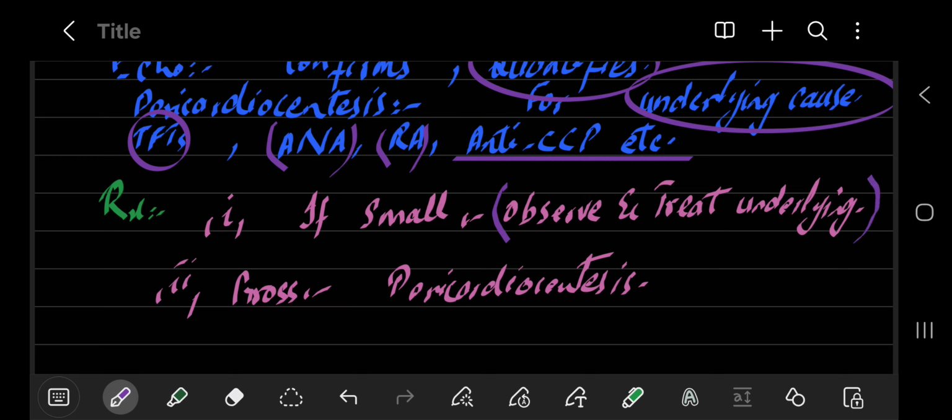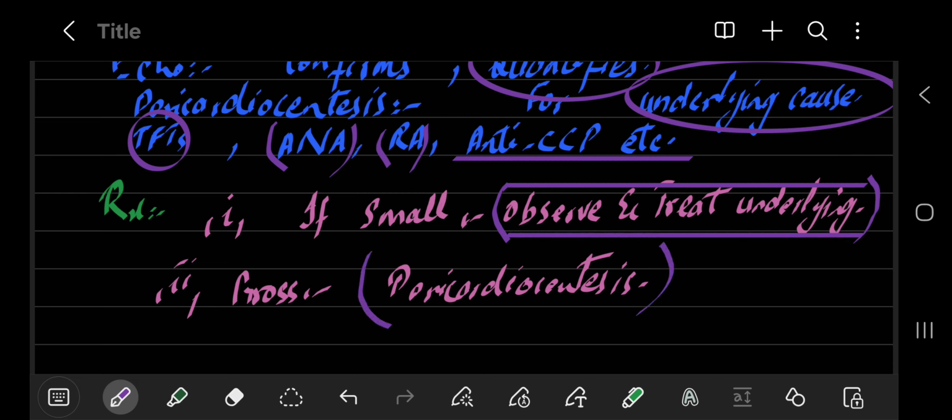For example, in case of TB, you should start anti-tuberculous drugs, while if the effusion is large enough, then it can lead to cardiac tamponade, and therefore you should do pericardiocentesis, that is removal of the fluid from the pericardium, and it is done from below the xiphoid process. The needle is inserted towards the left shoulder, and in this way you can pierce the pericardium and drain the pericardial effusion.